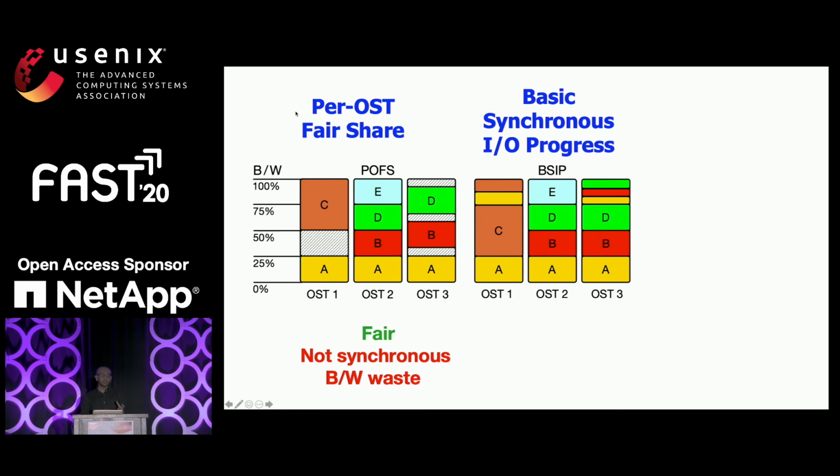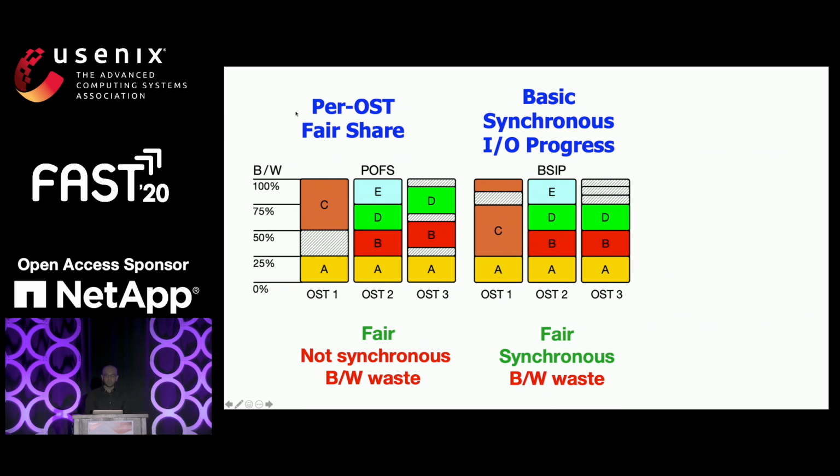Then we see that on OST 1, we're still left with 75% of the remaining bandwidth, and application C's allocation would be 50% because its fair allocation is 50%. And whatever is remaining for OST 1 and 3, we divide it equally among all the applications. So here we still have bandwidth wastage because application A on OST 1 and the other three on the third OST are still seeing bandwidth wastage. So while this policy is fair and synchronous, it still has a lot of bandwidth wastage.